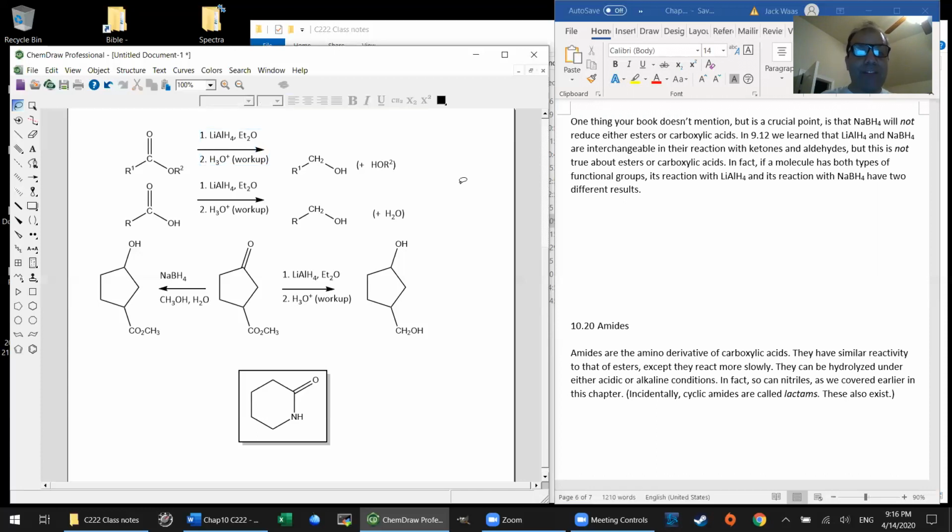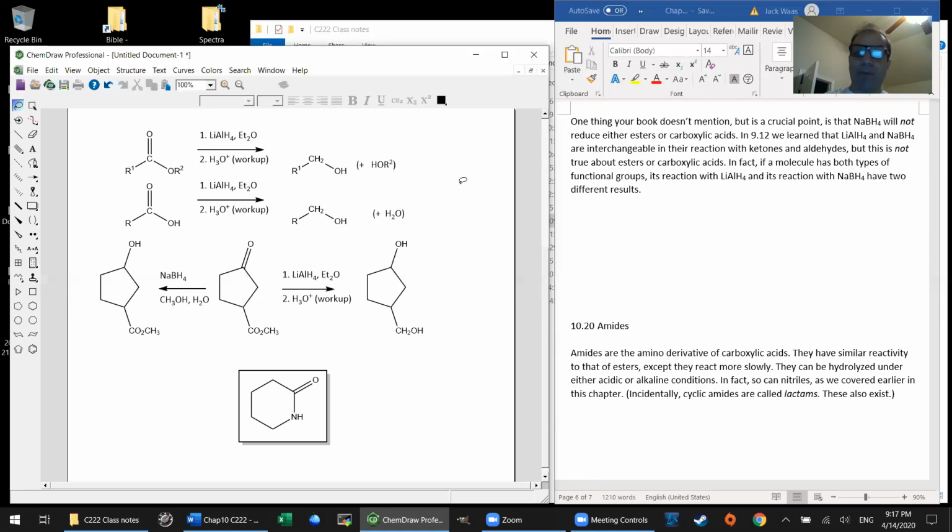That's because esters and carboxylic acids, again, as we mentioned earlier, are very much near the bottom of the reactivity scale of acyl derivatives, and certainly also less reactive, other things being equal, than aldehydes and ketones. And we gave some reasons for why that is. So you do need to use LAH.